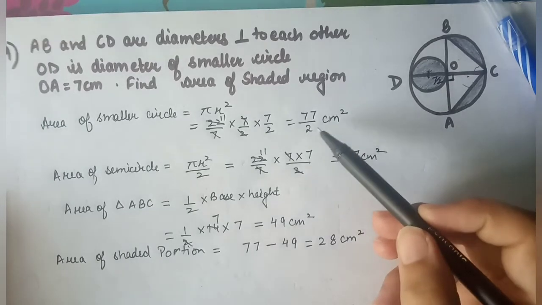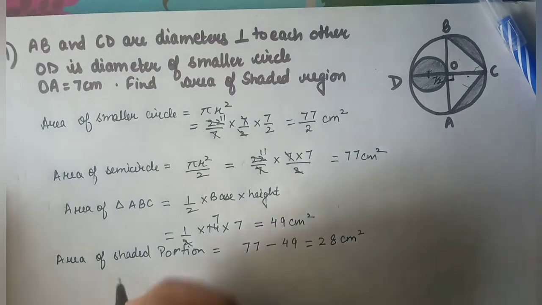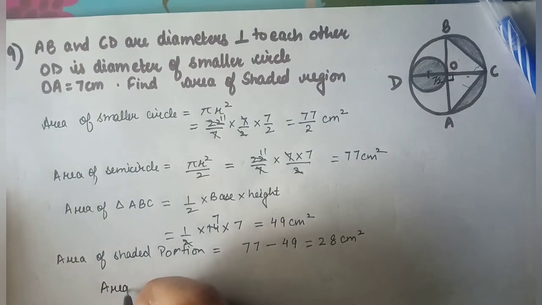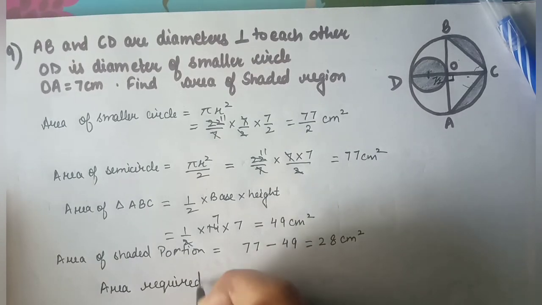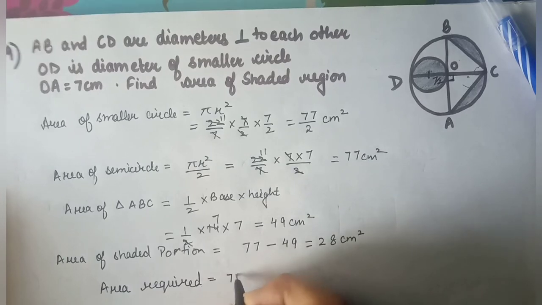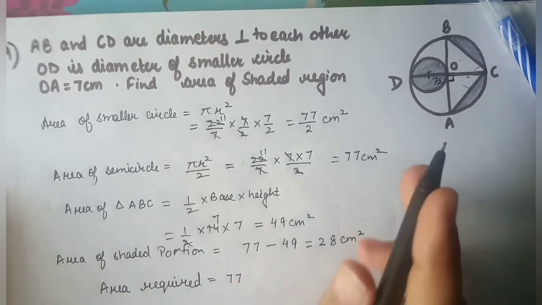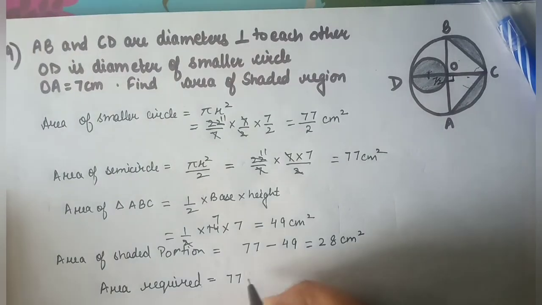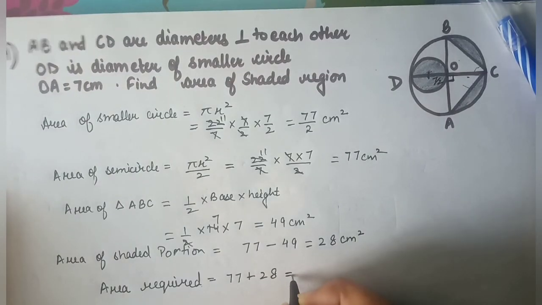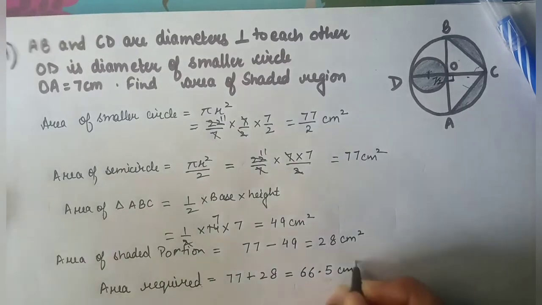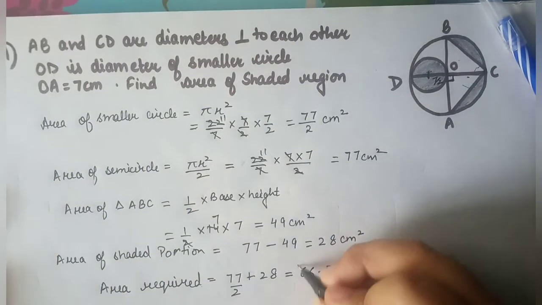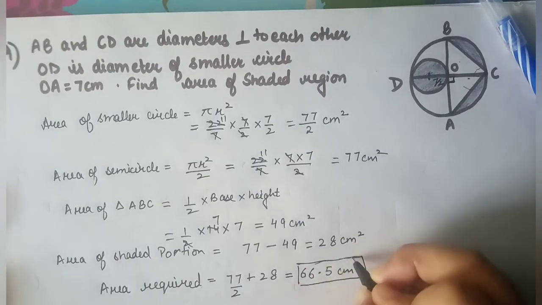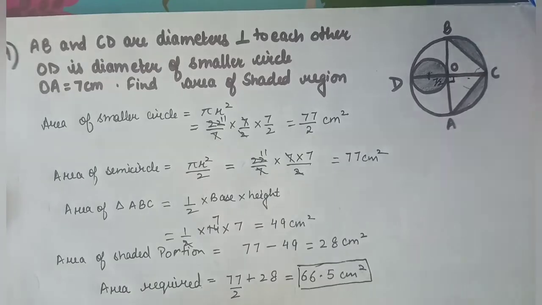And you know the area of the smaller circle is 77 by 2 centimeter square. So area required, that is total area of the shaded region, is area of smaller circle, that is 77 by 2, plus area of this shaded portion, that is 28. On adding you will get 66.5 centimeter square. Okay, so here we complete our 9th question. Now let's see 10th question.